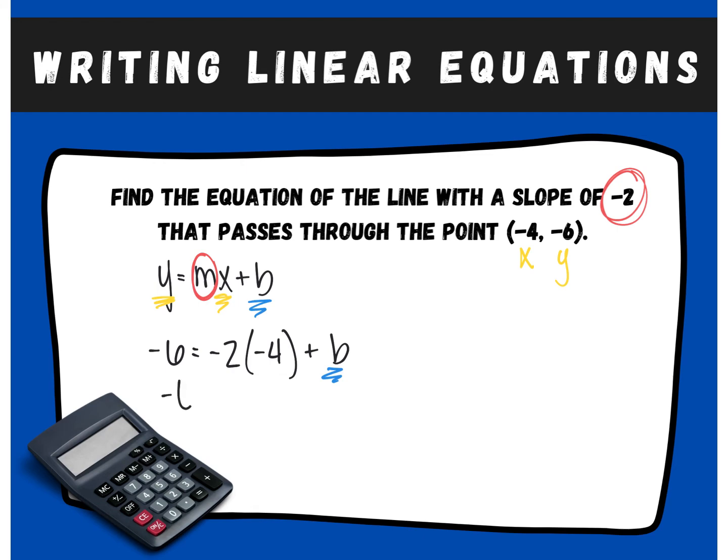Now we want to solve. Negative 6 is equal to negative 2 times negative 4, which is positive 8, plus b. In order to find b, I need it isolated, which means I need to get rid of 8 by subtracting it from both sides. That tells me that b, or my y-intercept, is going to be equal to negative 14.